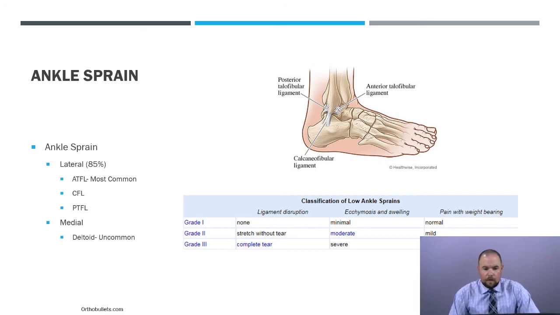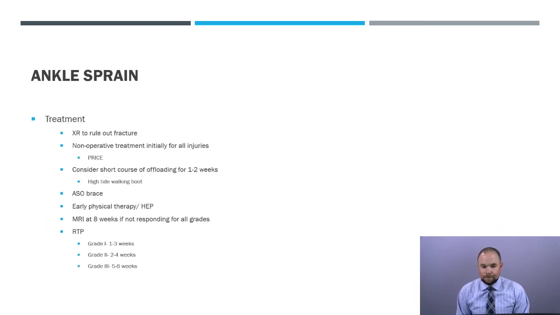As far as ligament disruption, in the grade 1s you don't have any. Grade 2s, you start getting a stretch, but you don't have a tear. And then grade 3, you have a complete tear of the ligaments. Grade 1s, your swelling would be minimal to mild. Grade 2s, you'll typically get more moderate. And then grade 3, severe. And then pain. Again, the grade 1s, sometimes these people can even walk on these. Grade 2s, they may be limping. And then 3, they may not even be able to bear weight.